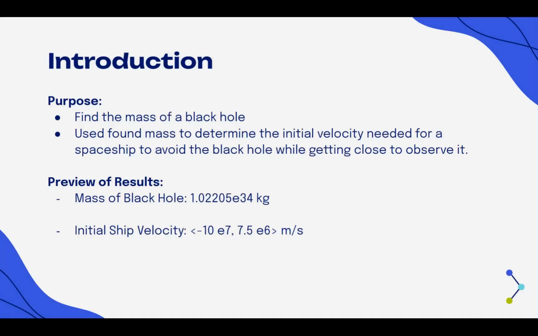So the purpose of the experiment is to find the mass of a black hole and use that mass to determine the initial velocity needed for a spaceship to avoid the black hole, while also getting close enough to observe it. A brief preview of the results shows that the mass found for the black hole was 1.02 times 10 to the 24th kilograms, and the initial ship velocity was negative 10 times 10 to the 7 meters per second in the x direction, and 7.5 times 10 to the 6 in the y direction.